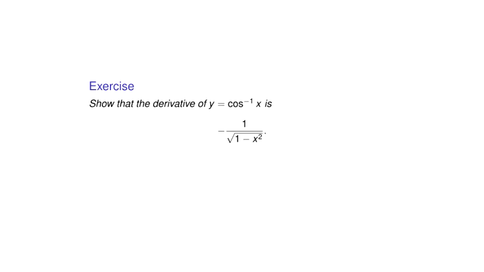Your turn now. In exactly the same way as we've just worked out the derivative of sine inverse of x, show that if f of x is the inverse cosine function, then f dash of x is minus 1 over the square root of 1 minus x squared.